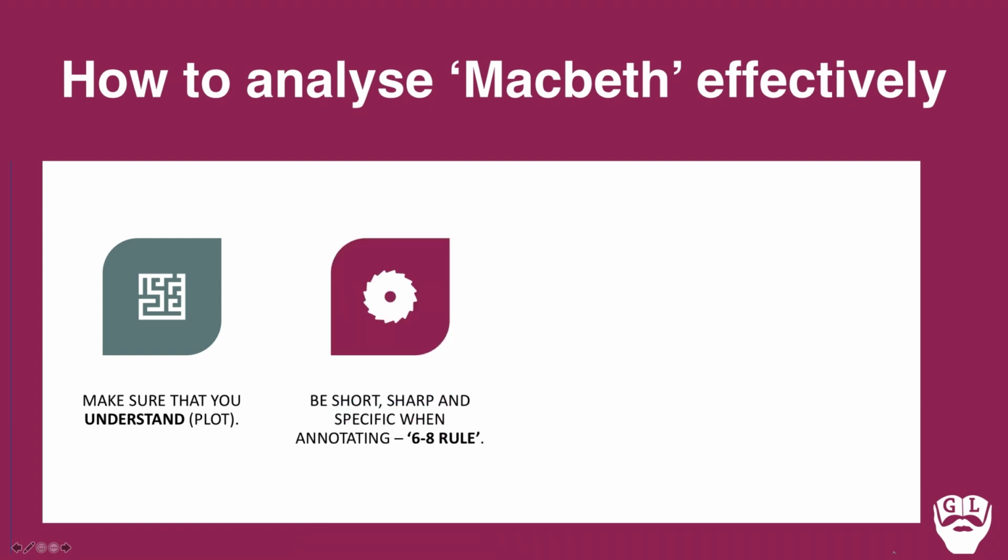Beyond that, I always say to be short, sharp and specific when you're doing your annotations. I call this the 6-8 rule. What I mean by that is that you will get pieces of the text, quotations that are longer. That makes perfect sense. However, often, the best, most effective quotes are those that are short and sharp. They're between 6 to 8 words, roughly. And in doing so, that gives you a nice little window into the text that you can then develop your analysis from at that point.